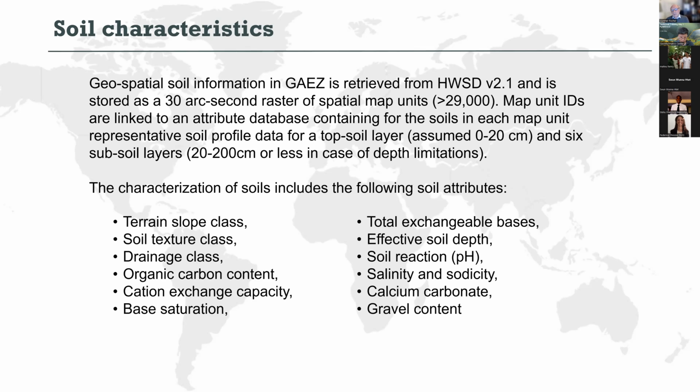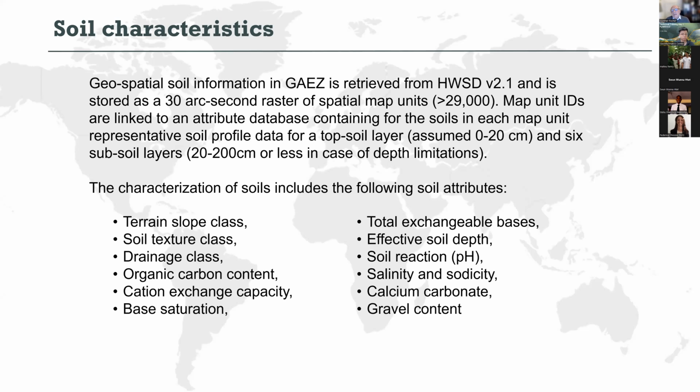So there is a multiplication in terms of assessments that has to be taking place in each grid cell. And the map unit IDs, so the unique identifier of each soil map unit, is linked to an attribute database which contains the soil-specific information in terms of a topsoil layer, which is the assumed 0 to 20 centimeter layer, and 6 further sub-layers which cover the depths between 20 and 200 centimeters.